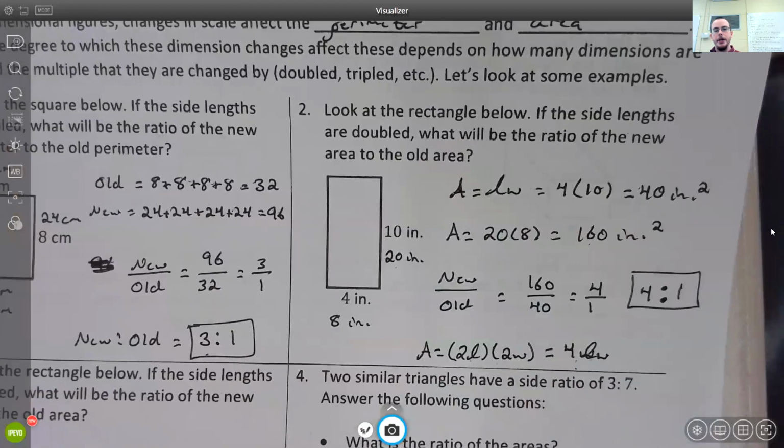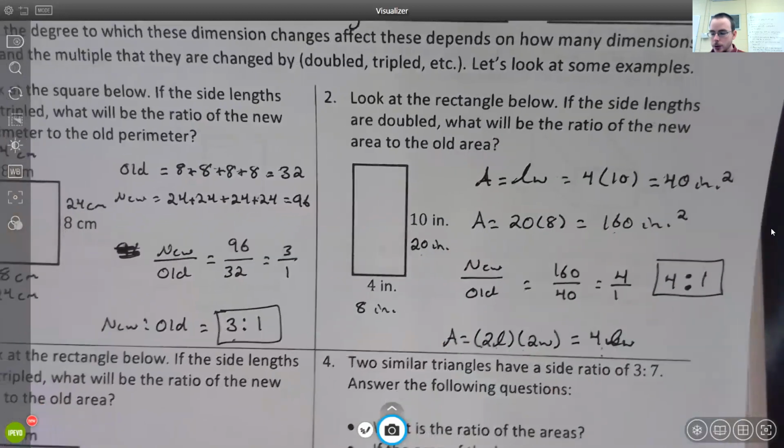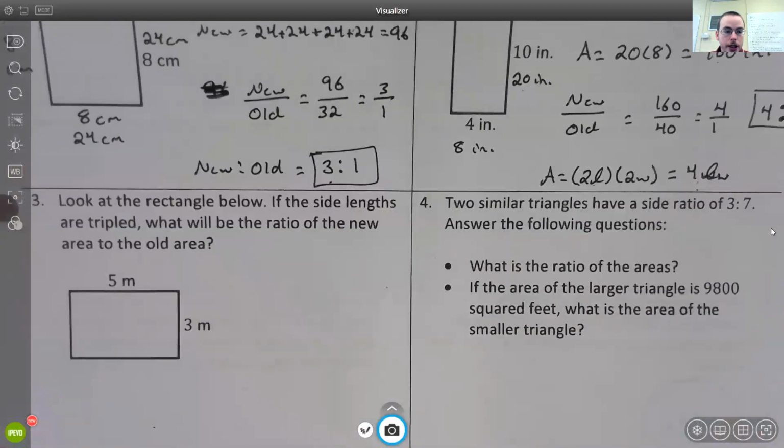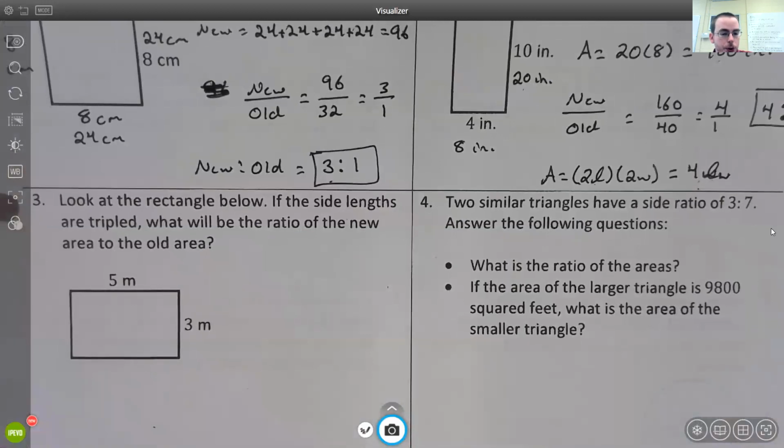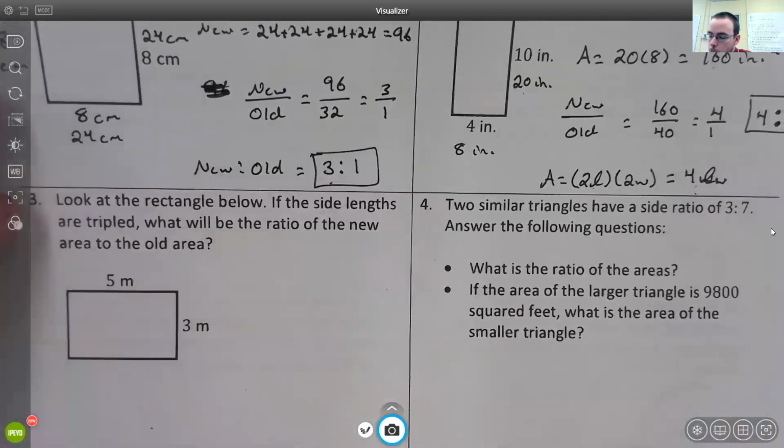And we're going to use that method to determine the ratio in number 3. So in number 3, it says, look at the rectangle below. If the side lengths are tripled, what will be the ratio of the new area to the old area? So side lengths are tripled.